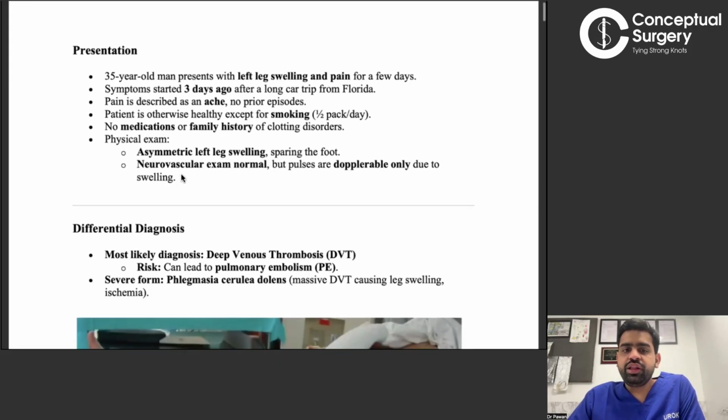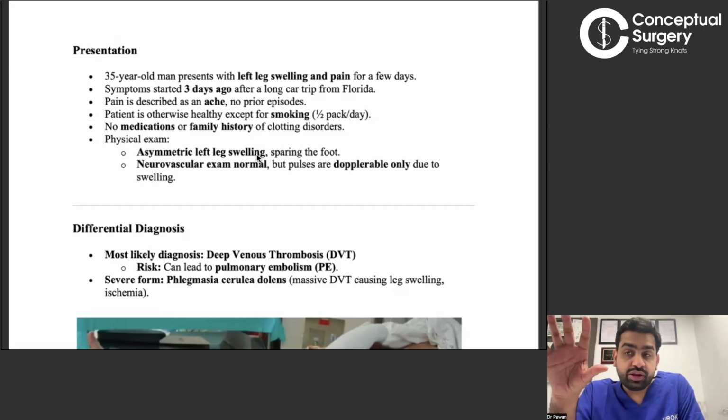Now, on physical examination, there is an asymmetric left leg swelling. The swelling is present only on the left leg, sparing the foot. So the foot is not involved. What is involved is just the leg, mainly the calf, but the foot of the patient is not involved. Now, the neurovascular examination is normal, but the pulses are Dopplerable only due to the swelling. Overall the examination is fine, but when you try to palpate the pulses, you're not able to. With the Doppler, you are able to hear that the pulsations are present. The reason you're probably not able to palpate the pulses is because of the leg swelling.